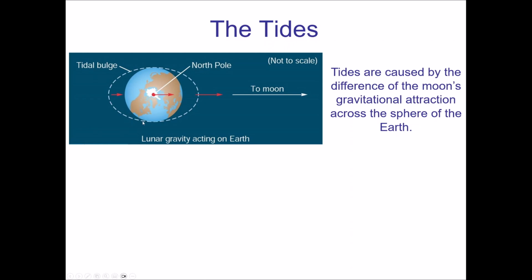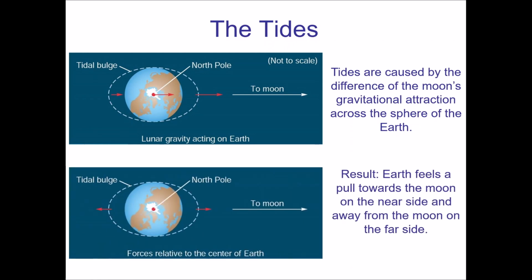Now, when we balance these forces relative to the center of the Earth, it has the effect of squeezing the Earth, or imagine pulling the Earth on both sides to create a bulge in the Earth. And it doesn't have a major effect on the actual landmass of the Earth, but approximately 70% of the Earth is a fluid and can easily move.